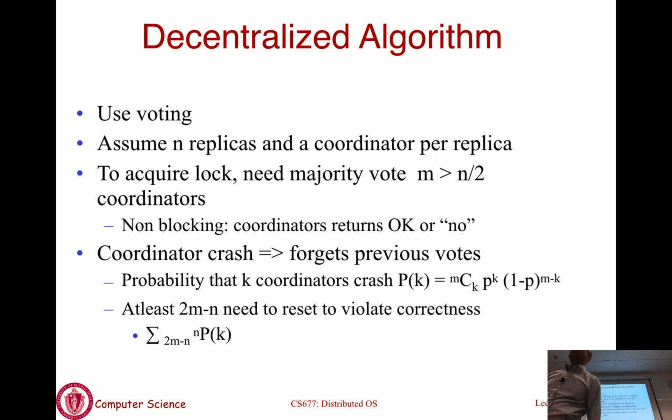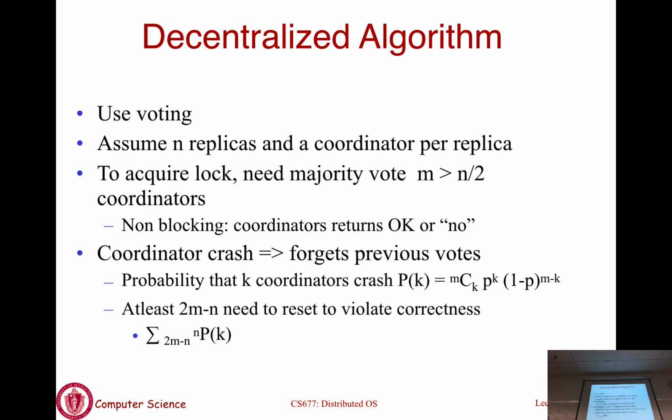So, that is the first algorithm. So, we can decentralize it. Say, why have a centralized coordinator? Let us actually make the process of implementing a distributed lock decentralized. So, now what we are going to use is the concept of voting. To acquire a lock you need a majority vote.